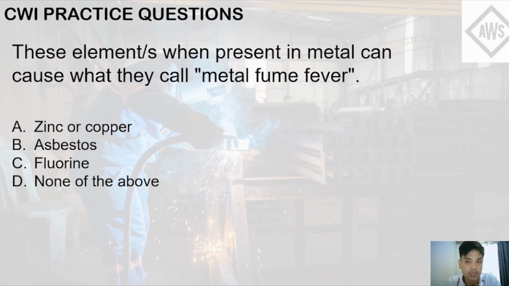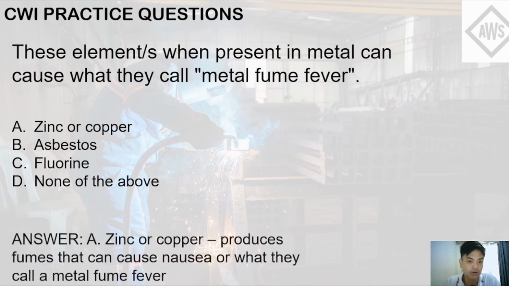So letter B, asbestos, is now known to be a cancerous or very harmful substance. Basically, before you use it in any type of project, maintenance activity, repair, or rehab, you need to consult with the local authority for the use of asbestos. Letter C, fluorine, is one of the elements or compounds used in the coating of the electrode. So the answer here is letter A. Zinc or copper normally produces fumes that can cause nausea, or what they call metal fume fever.